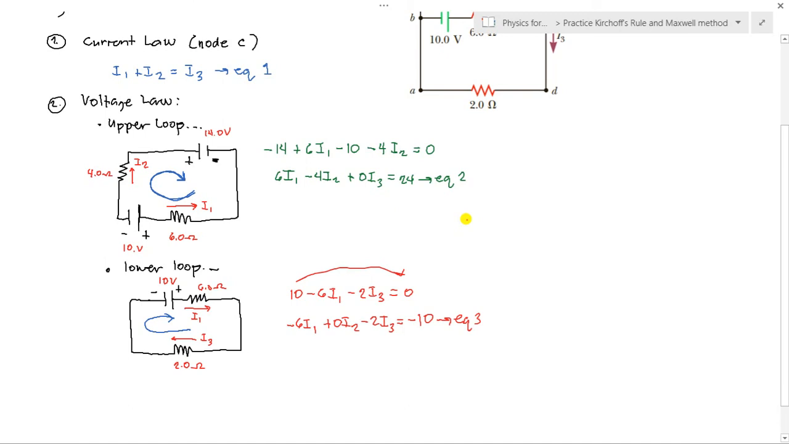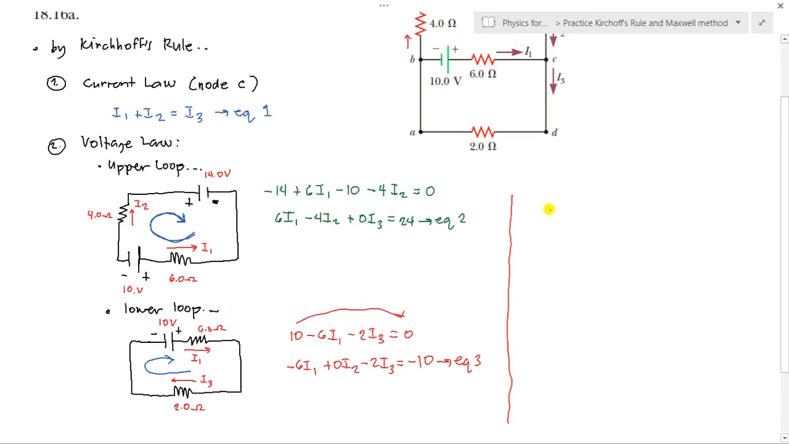We can now solve, since we have three equations, and we also have 3 unknowns. So let's list them. For the first equation, rearranging this, we have I1 plus I2, and I3 we transpose, so we have minus I3 is equal to 0. The second equation, arranged: we have 6 I1 minus 4 I2 plus no I3, so 0 I3, is equal to 24. For the third equation, we have negative 6 I1 plus 0 I2 then minus 2 I3 is equal to negative 10.